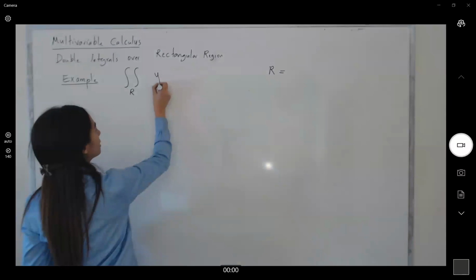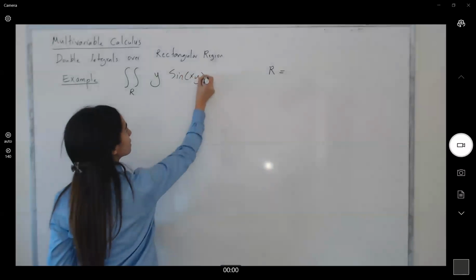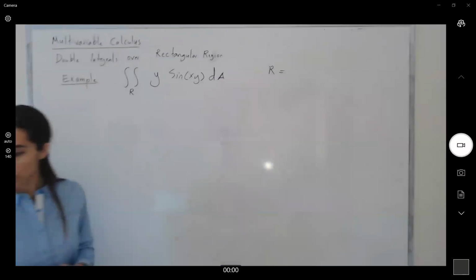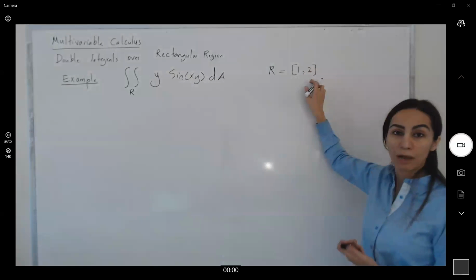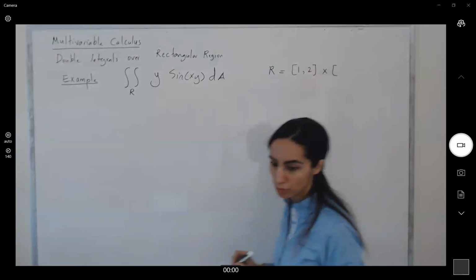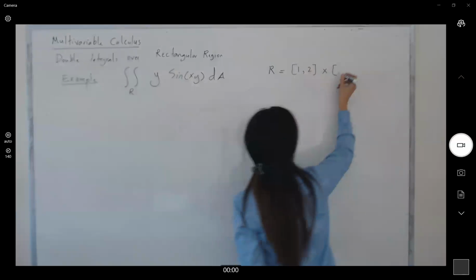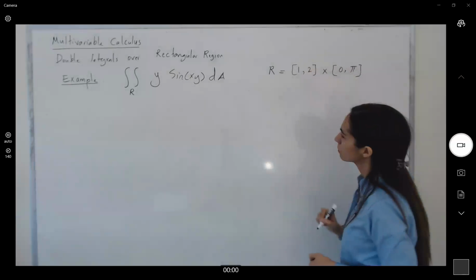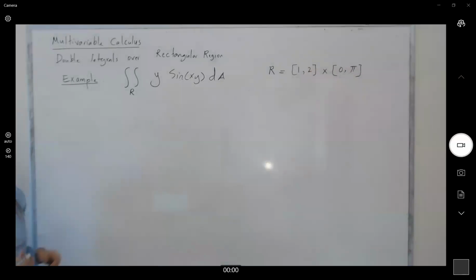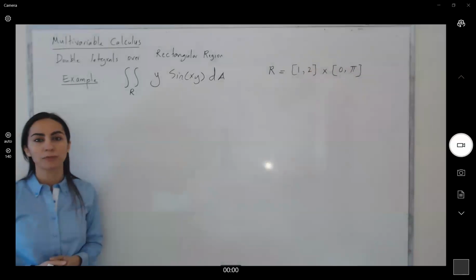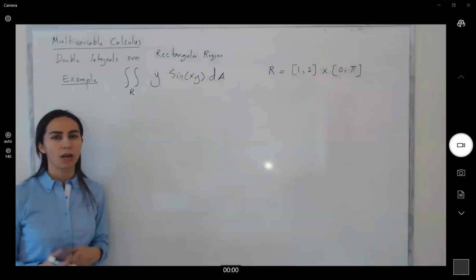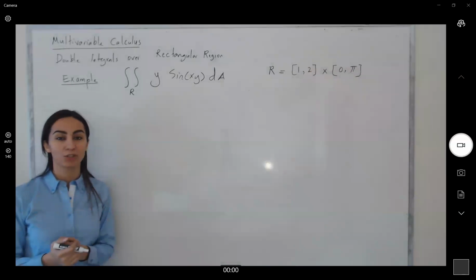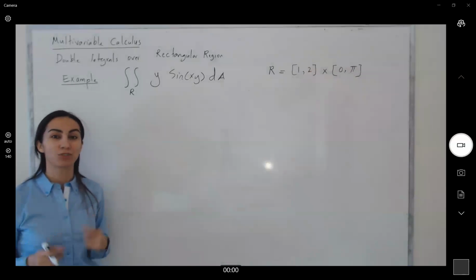In this example, we have the double integral of y sine xy dA, and the region given to us is 1 to 2. So these are the boundaries for our x, and the boundaries for our y is 0 to pi. Well, you might say, hey, I want to take the integral with respect to x, then with respect to y, or you might say, hey, I want to take the integral with respect to y, then with respect to x. Which one is easier to evaluate?